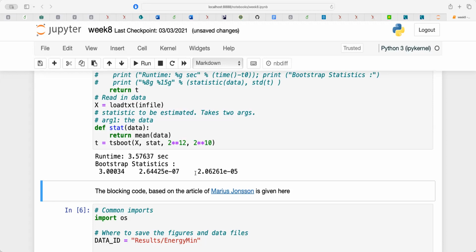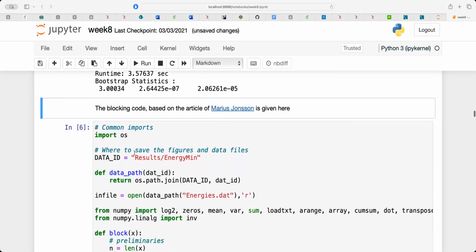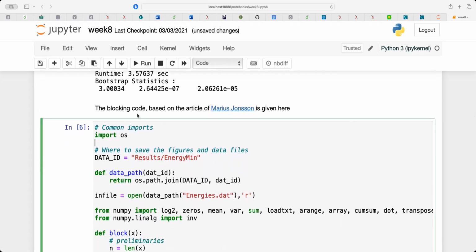So what you will see is that this result is a little bit too optimistic. So the error is too good. And I will try to guide you through why this is too good, actually. Now, what comes in here is just the implementation of the blocking method.